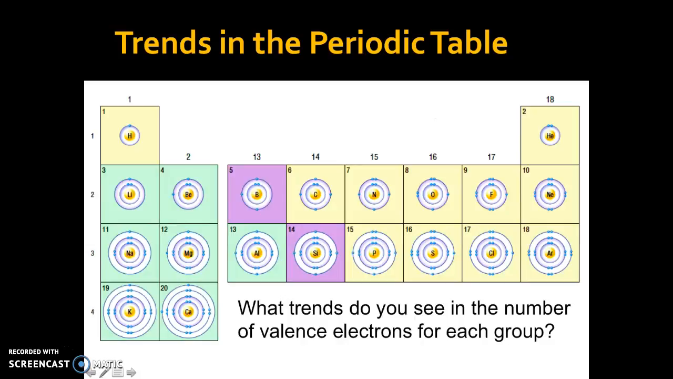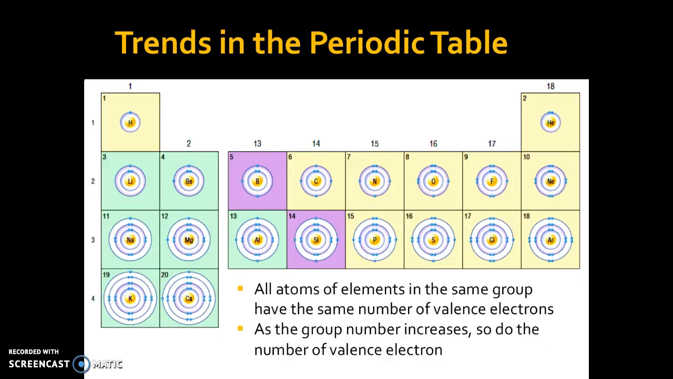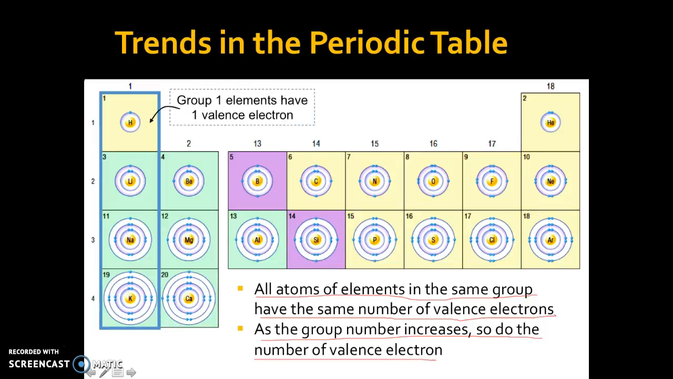All right, quickly, let's talk about some different trends in the periodic table. So do you see any trends with the electrons in each group? Yes, this is what you need to write. All atoms of elements in the same group have the same number of valence electrons. As the group numbers increase, so do the number of valence electrons. So group 1 elements have 1 valence electron. If you see, all of the last shell only has 1 electron.